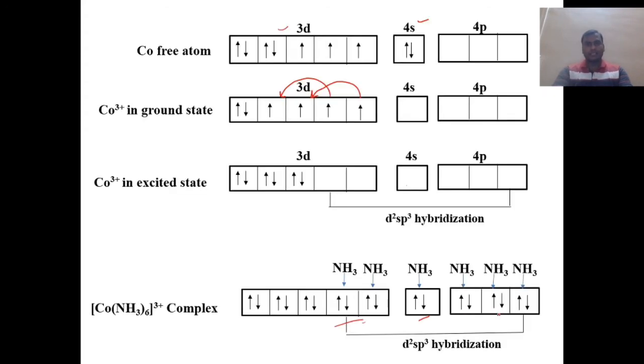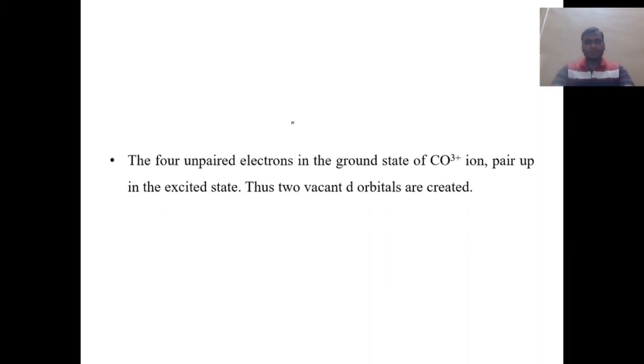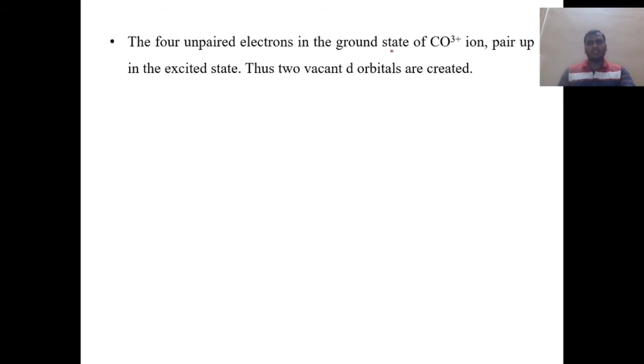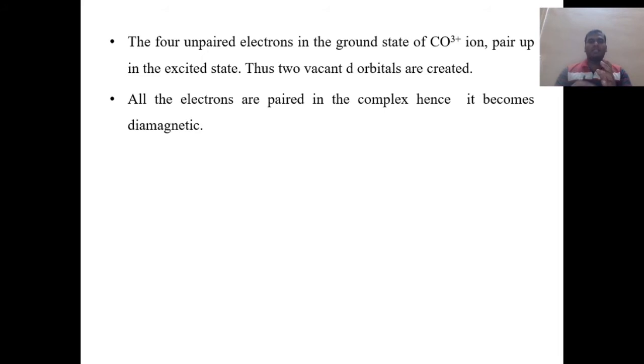In the earlier slide we have seen, how many unpaired electrons are there? Four unpaired electrons. While it is in the excited state, at that time these four electrons get paired up. So the four unpaired electrons in the ground state of the cobalt 3+ ion pair up in the excited state. Thus two vacant d orbitals are created. So all the electrons are paired in the complex, hence it becomes diamagnetic.